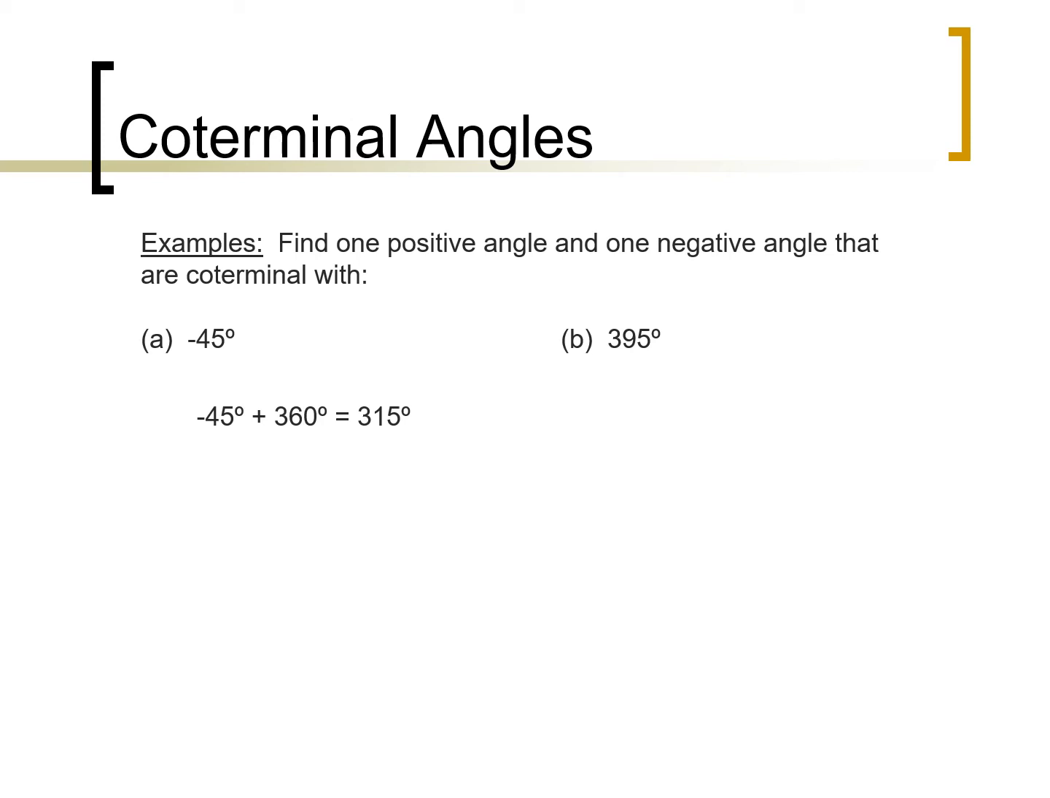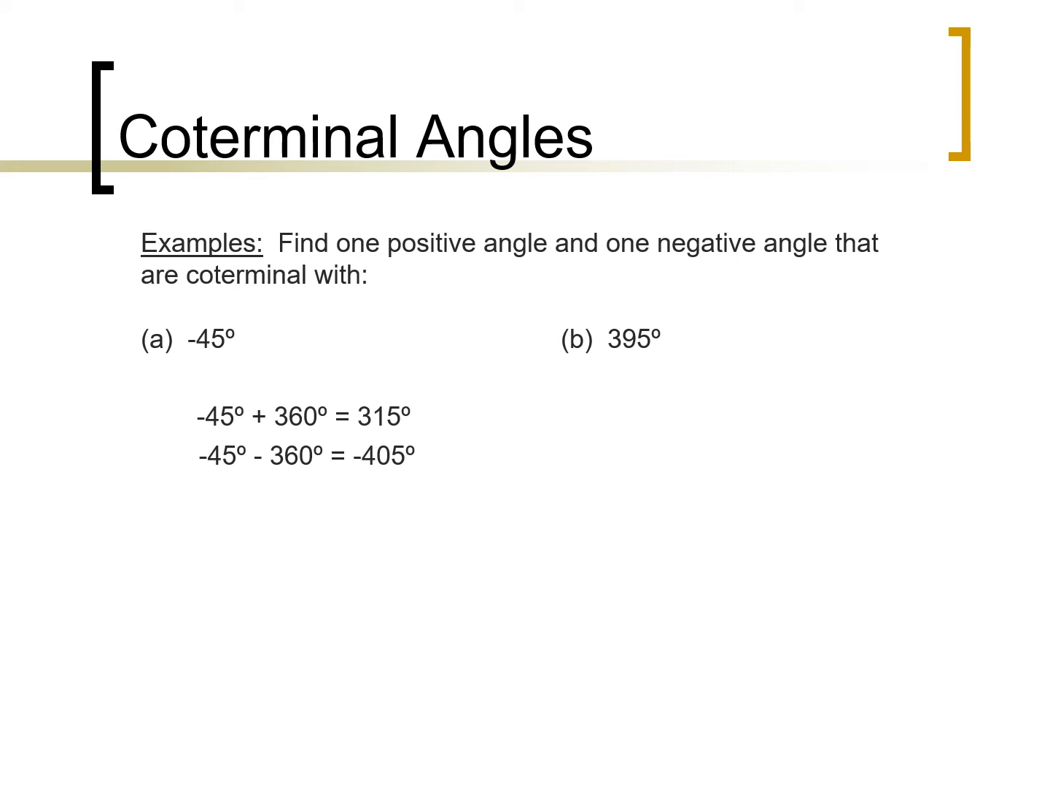Another angle that would be coterminal with negative 45 degrees would involve me taking negative 45 degrees and subtracting 360 degrees from that. Well, if you do negative 45 degrees minus 360, you'll get negative 405 degrees. When you're finding coterminal angles, I do need to see the work. It's not a lot of work, but I need to see that you're adding 360 or that you're subtracting 360. Actually, in this case, I did one of each. I added 360 and I subtracted 360.